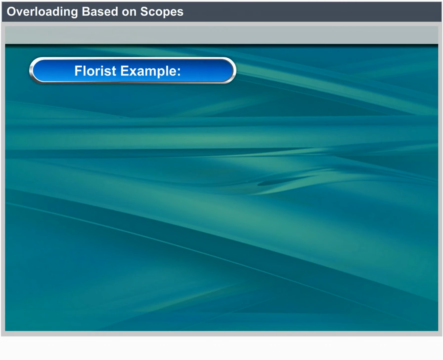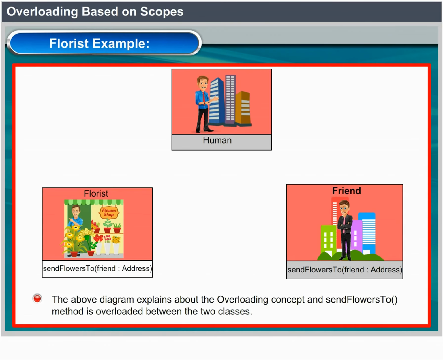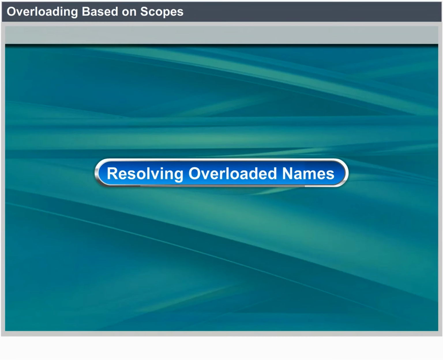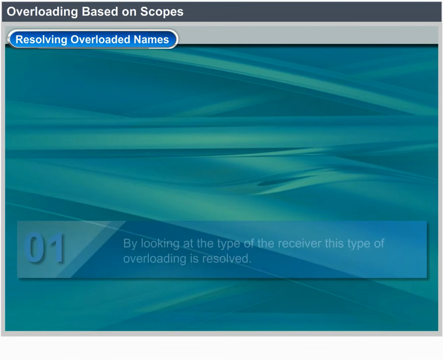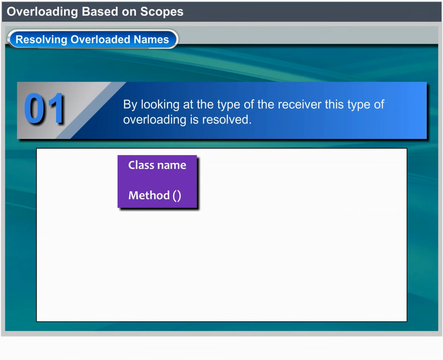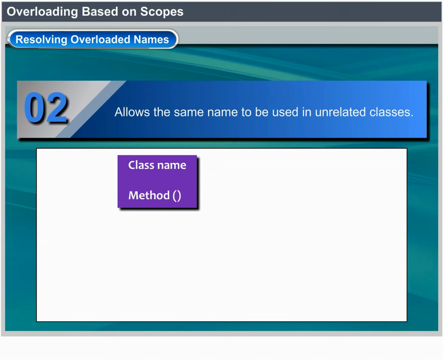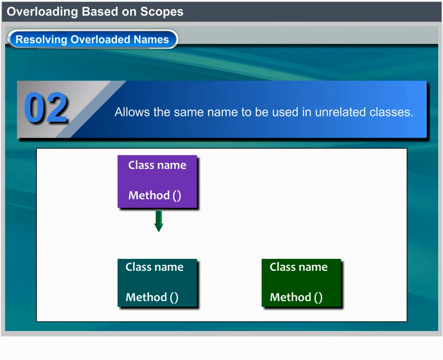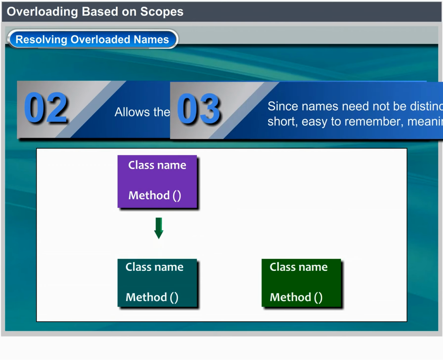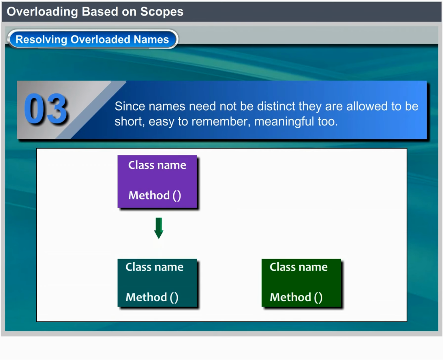Florist example. The above diagram explains the overloading concept, and the sendFlowers2 method is overloaded between the two classes. Resolving overloaded names. By looking at the type of the receiver, this type of overloading is resolved. It allows the same name to be used in unrelated classes. Since names need not be distinct, they are allowed to be short, easy to remember, and meaningful too.